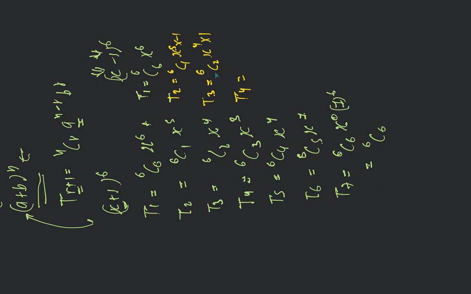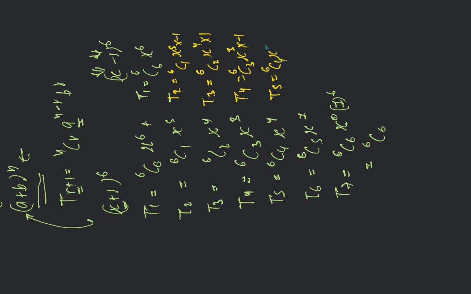Okay, so how can we get the fourth term? In place of r put 3, so we get 6C3 into x to the power n minus r, which is nothing but x to the power 3 into minus 1 to the power 3. That is giving us minus 1. Talking about the fifth term, how can we get the fifth term? In place of r put 4.